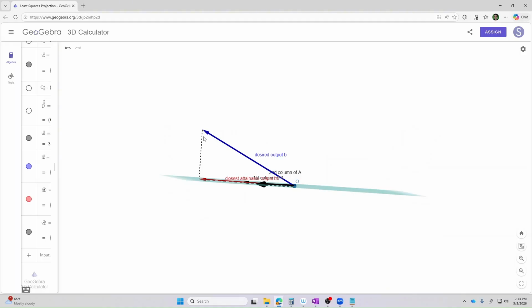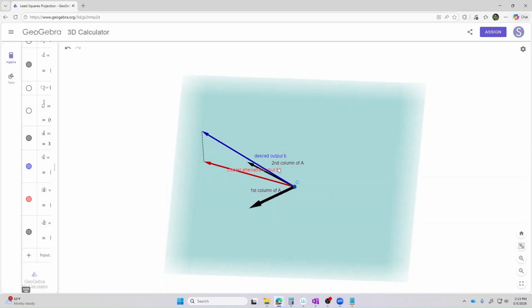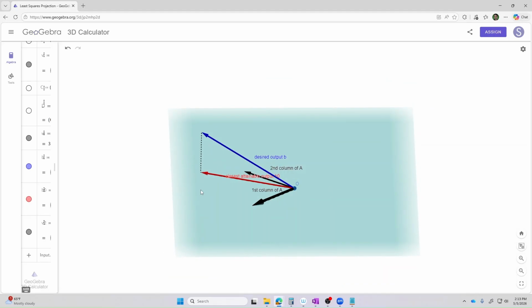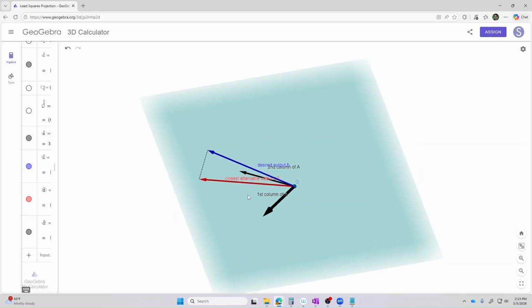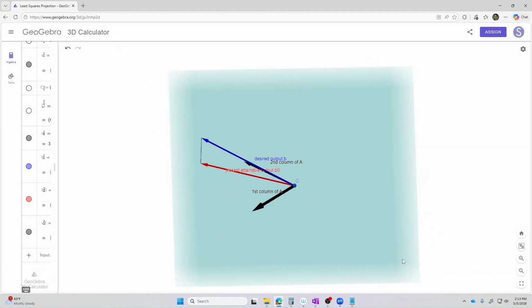So what we've essentially done is projected that output onto the column space of A. And the projection of B onto that column space is the red vector B naught that was as close as possible to the desired output, but was actually attainable. So there's a projection happening in the least squares process, projecting B onto the column space.